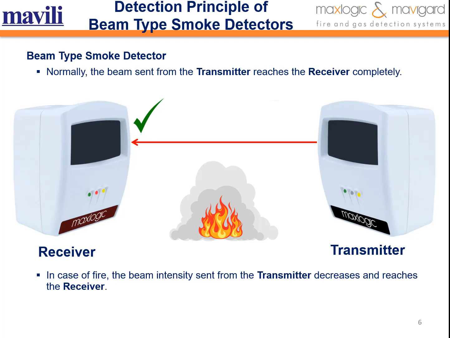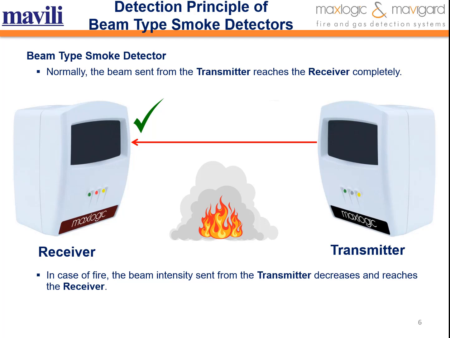Beam type smoke detectors with separate units consist of two main elements, receiver and transmitter, as you can see in the picture. The receiver and transmitter are mounted opposite to each other. The distance between the two units should be in the range of 5 to 100 meters. Normally, the IR rays from the transmitter fall on the receiver. However, the smoke formed in the event of fire prevents the exchange of rays. This is how the detector detects that there is a fire in the area.